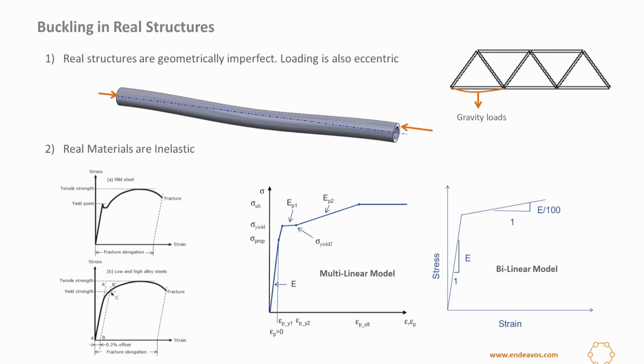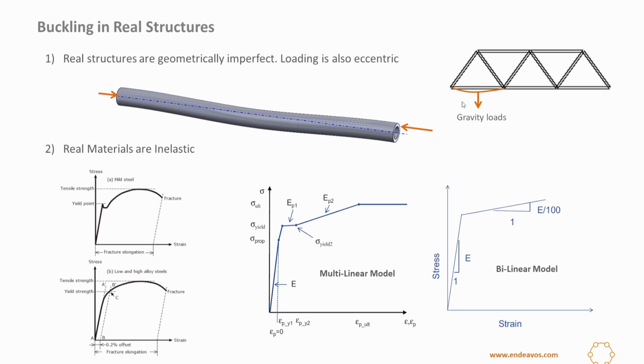Before I dive into ANSYS, I just want to mention a couple of points about real structures. In real structures, the geometry is not perfect. For example, if you look at this tube from one end, you will see a slight amount of bow or sag. This sagging could be due to gravity loads. For example, if this tube is part of a truss structure, due to gravity loads, there's going to be some amount of sagging of this tube.